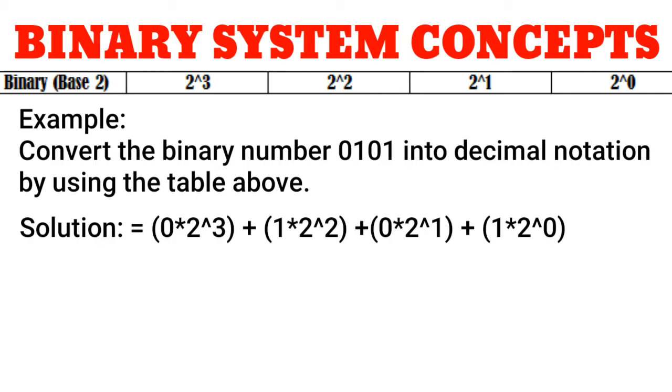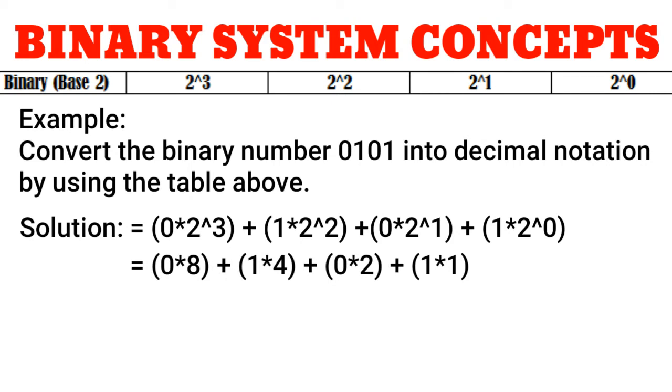So we have here 0 times 2 to the power of 3 plus 1 times 2 to the power of 2 plus 0 times 2 to the power of 1 plus 1 times 2 to the power of 0. Then, 0 times 2 to the power of 3 is equal to 0 times 8 plus 1 times 2 to the power of 2 is equal to 1 times 4 plus 0 times 2 to the power of 1 is equal to 0 times 2 plus 1 times 2 to the power of 0 is equal to 1 times 1.